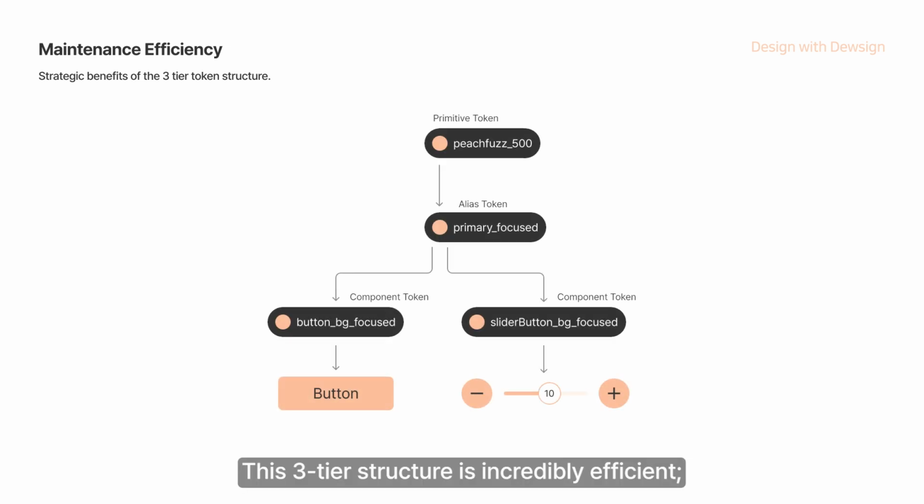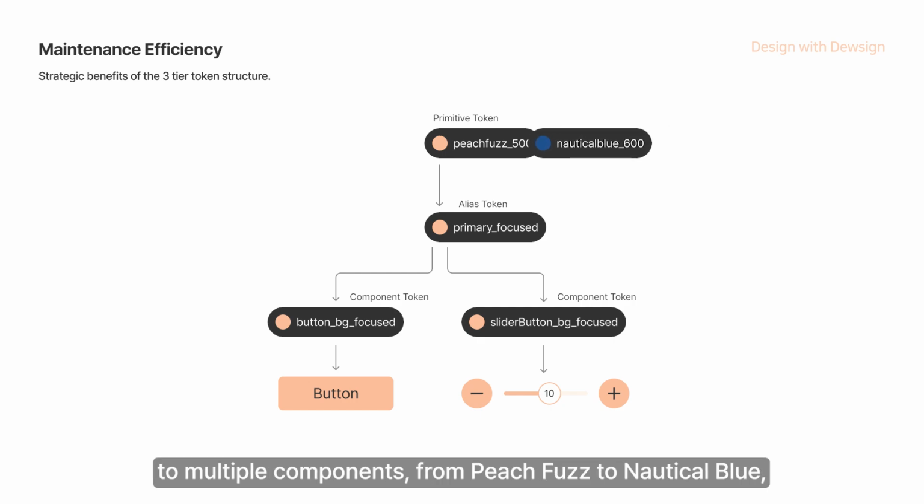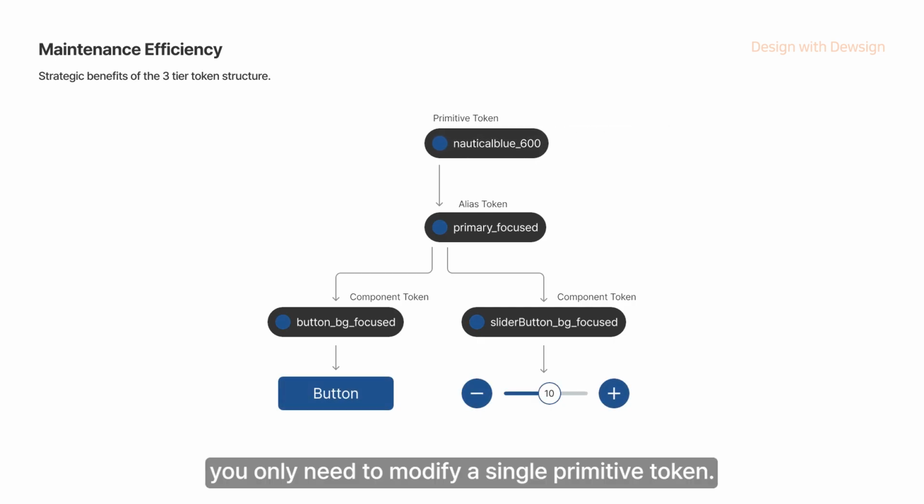This three-tier structure is incredibly efficient. When you want to change the background colors applied to multiple components from peach fuzz to nautical blue, you only need to modify a single primitive token. This is possible, of course, because tokens sequentially reference each other.